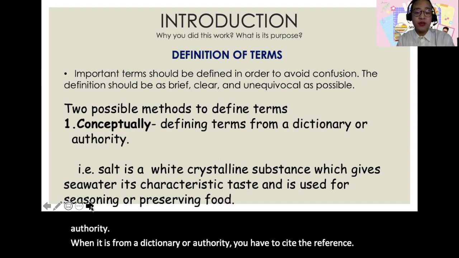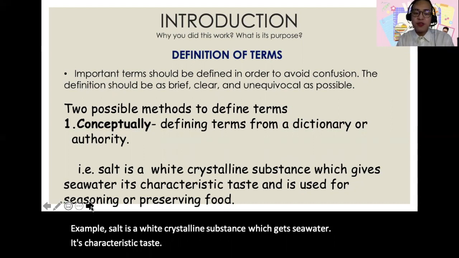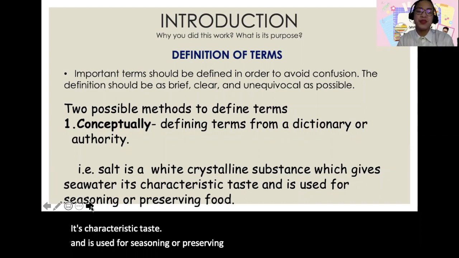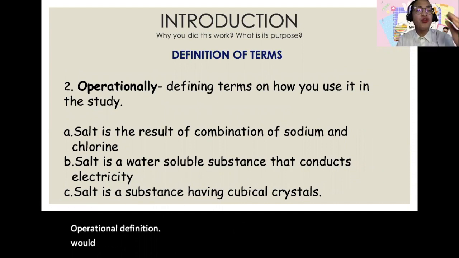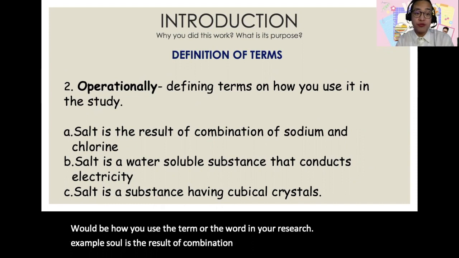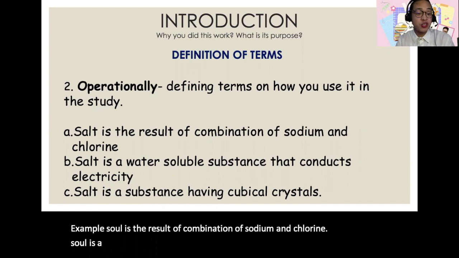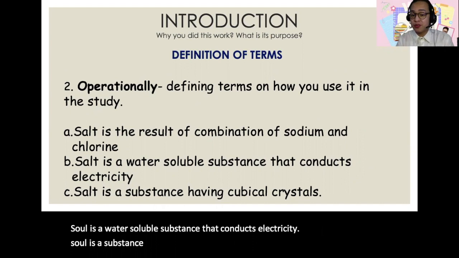Example, salt is a white crystalline substance which gives seawater its characteristic taste and is used for seasoning or preserving food. That is a conceptual definition. An operational definition would be how you use the term or the word in your research. Example, salt is the result of combination of sodium and chlorine. Salt is a water-soluble substance that conducts electricity. Salt is a substance having cubical crystals.